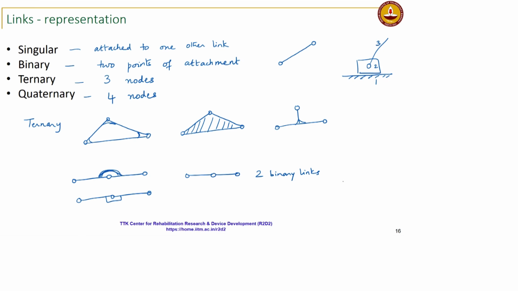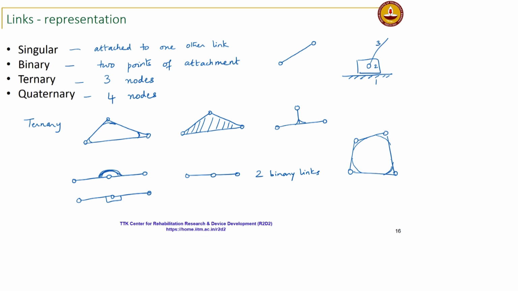Similarly, if I want to show a quaternary link, it is especially important to show it properly, because otherwise it could be mistaken for a 4 bar linkage. These are the link representations that we will use in simplified diagrams. Actual shapes of links could be considerably different.